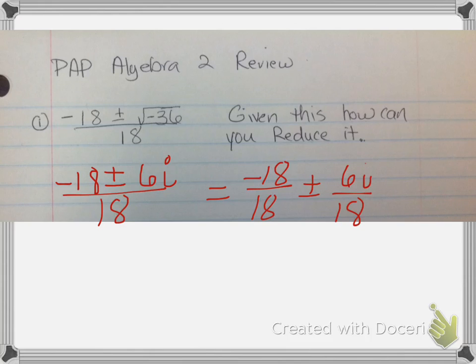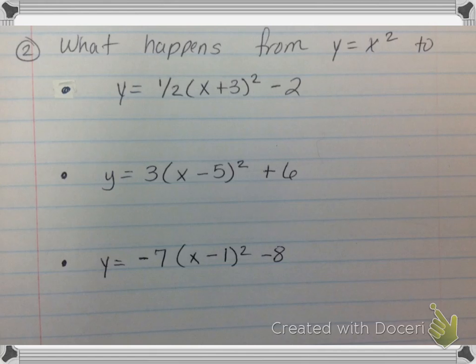Is that my answer? Nope. What is negative 18 divided by 18? Negative 1. Negative 1 plus or minus 6 over 18. Does it reduce? Yes. To what? 3 over 9. So that still reduces. 6 goes into 6 one time. 6 goes into 18 how many times? 3 times. So 1/3, and then don't forget to put the i. So that's you reducing it. That would be your answer right there. Pretty simple? Pretty simple. Next problem.